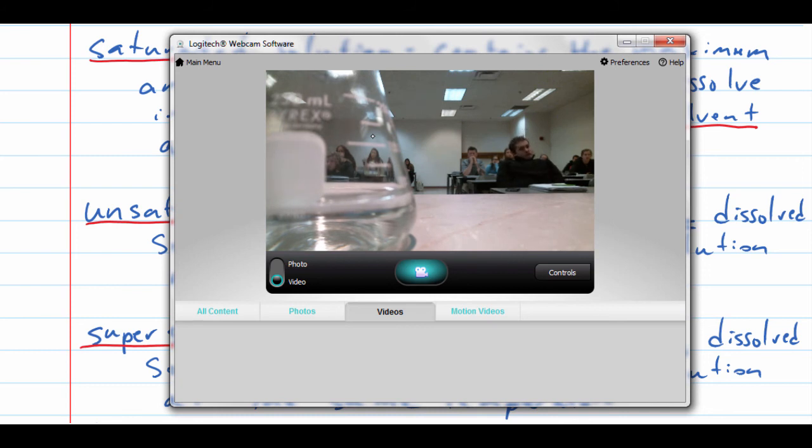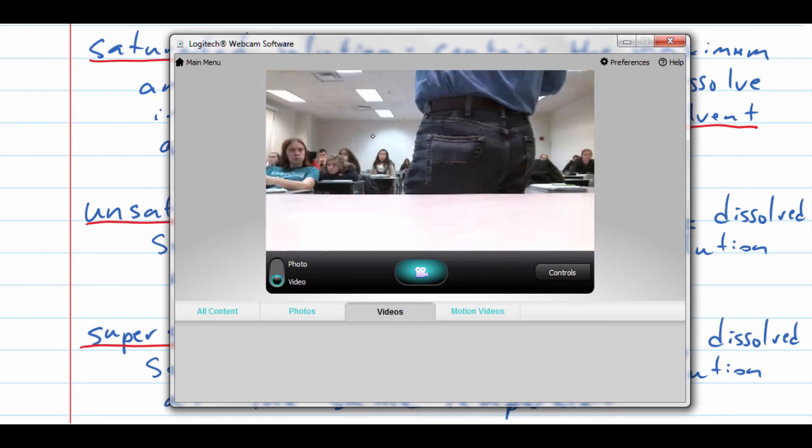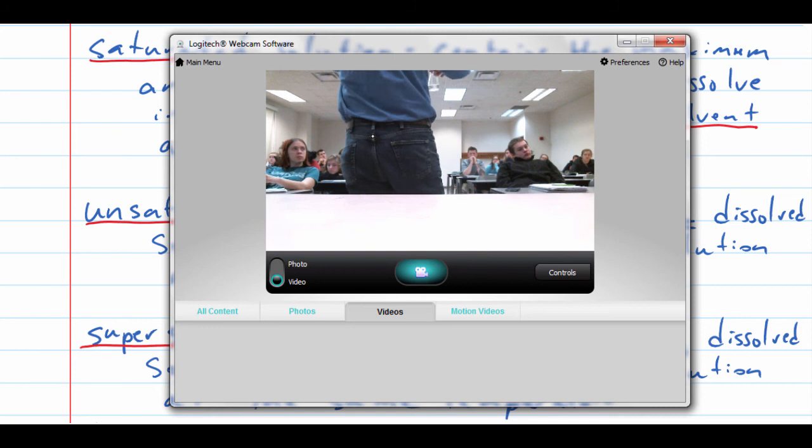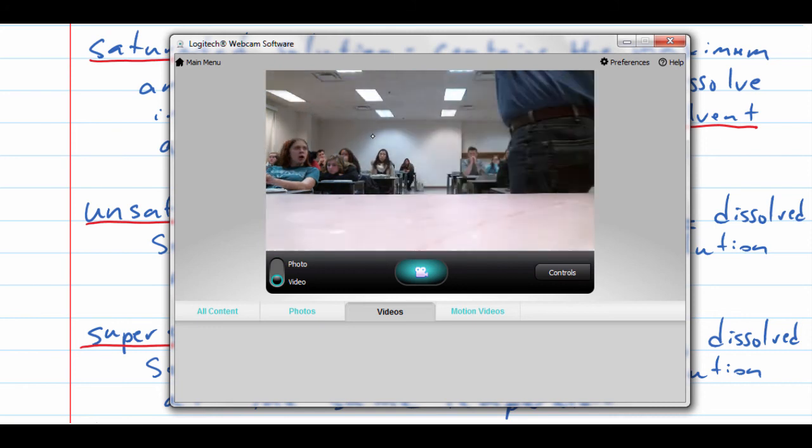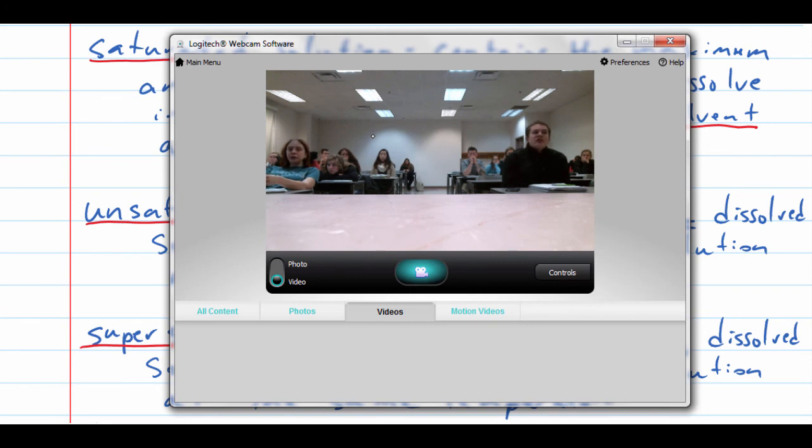This one was saturated because we said that a saturated solution was full of solute. It could not dissolve anymore. And then an unsaturated solution is one that could dissolve more, so it contained less than a saturated solution. So one of the tests of whether a solution is saturated or unsaturated is simply to try to dissolve more of the solute into it.